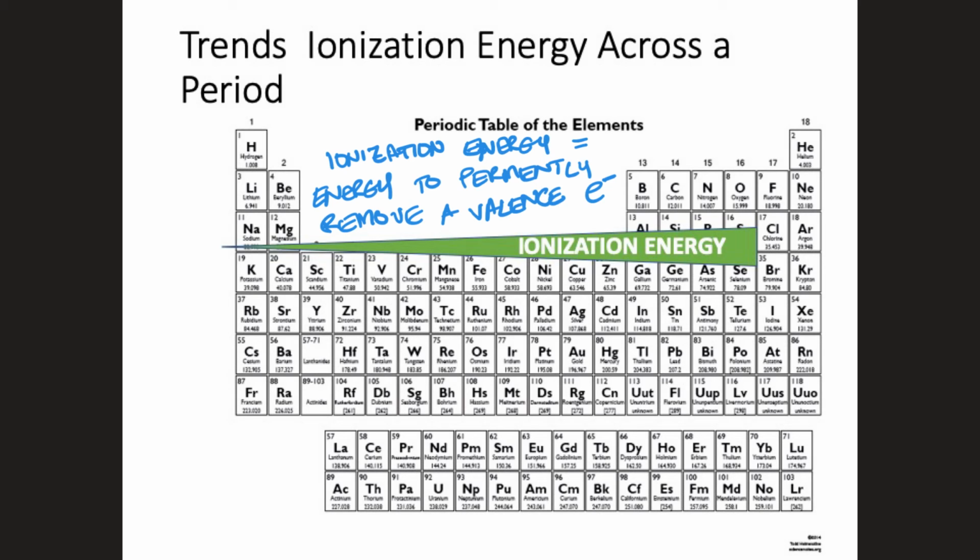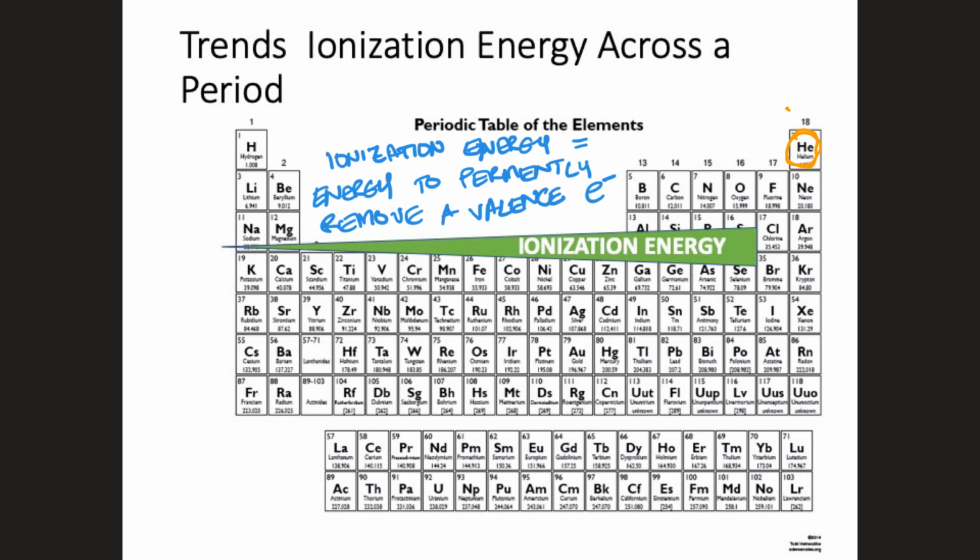So where is it going to be harder to remove valence electrons? Well, where the force of attraction on them is very high. So where is the highest force of attraction on an element for the ionization energy? And that would be the element helium, right? So let's circle that. So helium has the highest ionization energy.